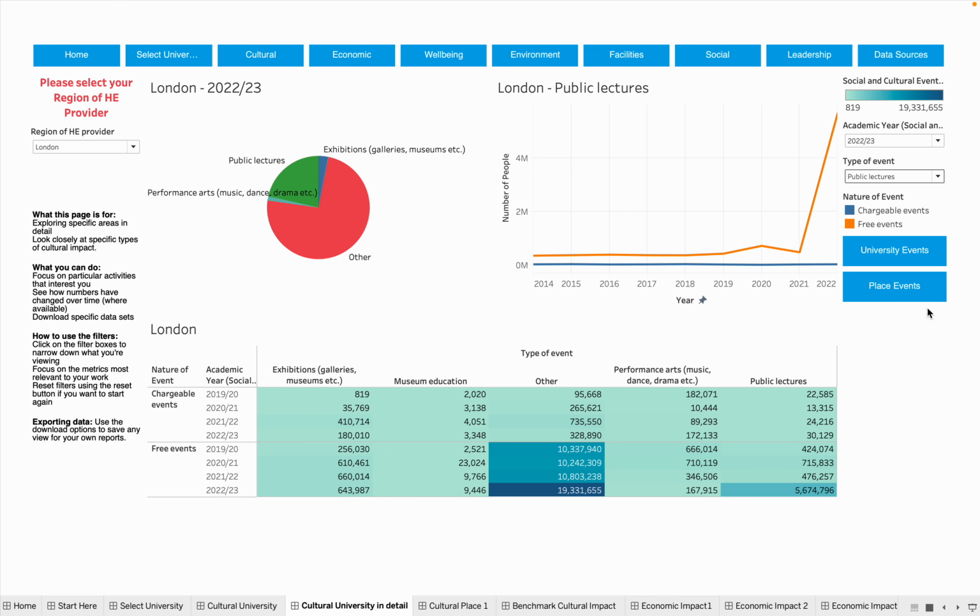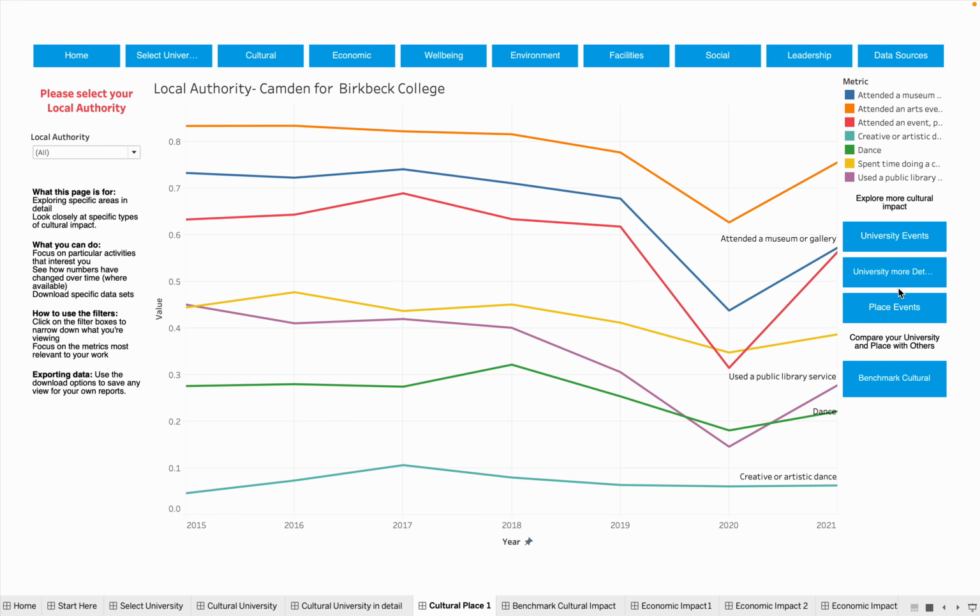The next thing we can do is have a look at the place. So this is local authority numbers for Camden. That's where the higher education provider is. And these are different metrics about that place. So attending a museum or a gallery, attending an arts event, museum or gallery, and spending time doing an arts activity, then using a public library. You can see the effect of the pandemic here for these cultural activities. And in this graph, you would want to see things picking up for London.